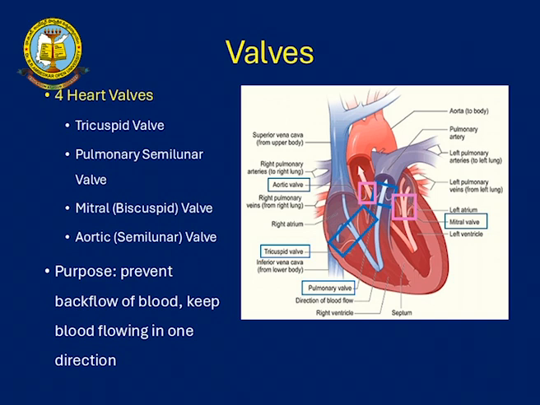auricle and ventricle. Then we can see the pulmonary semilunar valve, and on the left side we are able to see the bicuspid valve and the aortic valve. These valves are helpful to protect against the backflow of blood. They prevent the backflow of blood from the heart.